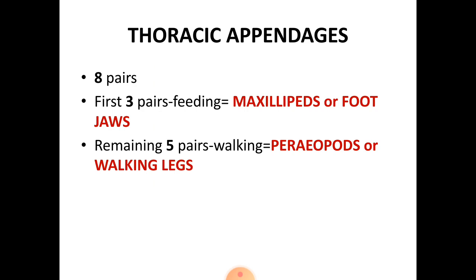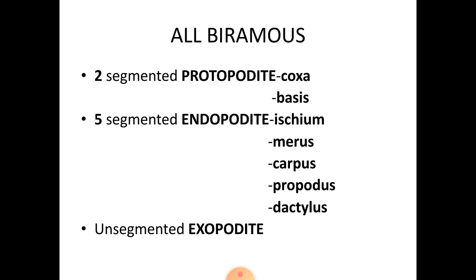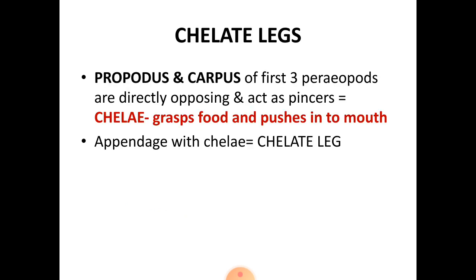Thoracic appendages are 8 pairs. The first 3 pairs are used for feeding, known as maxillipeds or food jaws, and the remaining 5 pairs are used for walking. They are known as pereiopods or walking legs. These are the thoracic appendages: first maxilliped, second maxilliped, third maxilliped, first chelate, second chelate, third chelate, and first non-chelate and second non-chelate. They are all biramous, having a two-segmented protopodite and a five-segmented endopodite. The endopodite consists of 5 segments, namely ischium, merus, carpus, propodus and dactylus, and it contains an unsegmented exopodite.